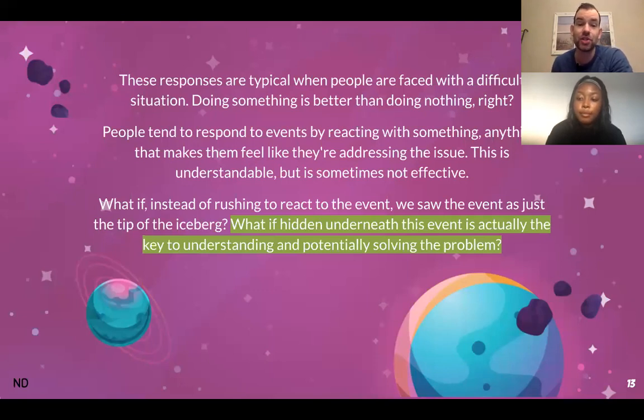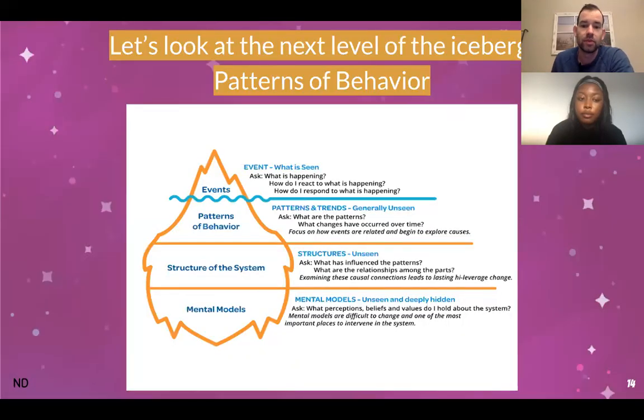And so I want to ask you, what if instead of rushing to react to an event like this, we saw the event as just the tip of the iceberg, just the top? And what if hidden underneath this event is actually the key to understanding and potentially solving the problem? So the key is to go beyond that top level, that event, and go down into the patterns of behavior, which is what we're going to talk about right now.